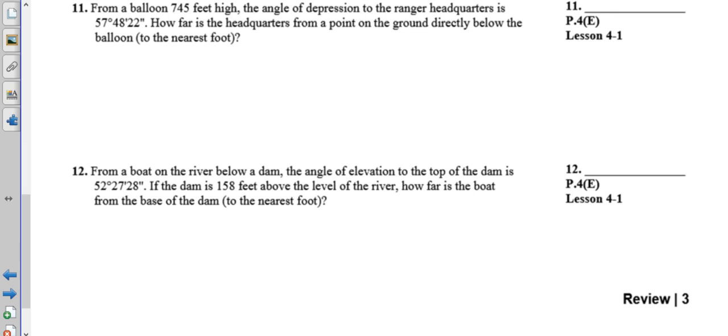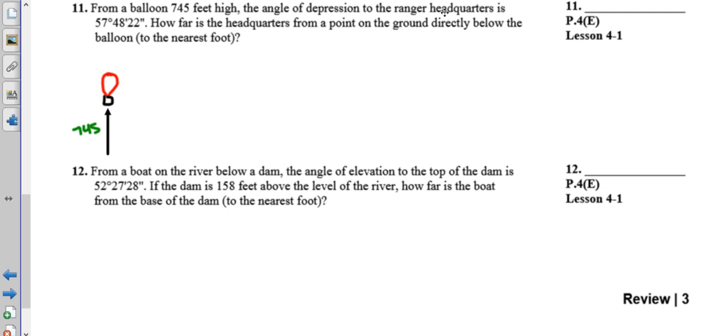So I'm going to try to do my best drawing here. We have a balloon here, and we get a little carrying case for the person. So here's where the person would be in this balloon. It says this balloon is a certain amount of feet high. Well, how high is the balloon from the ground? It is 745 feet.